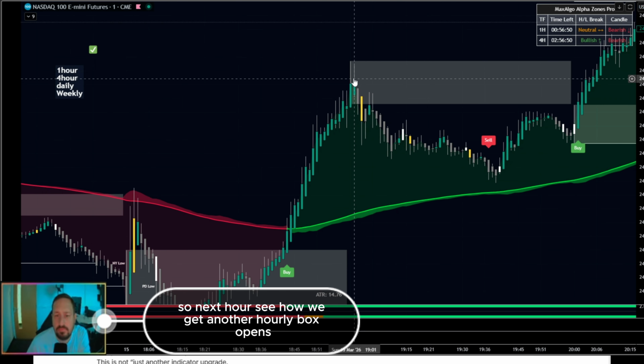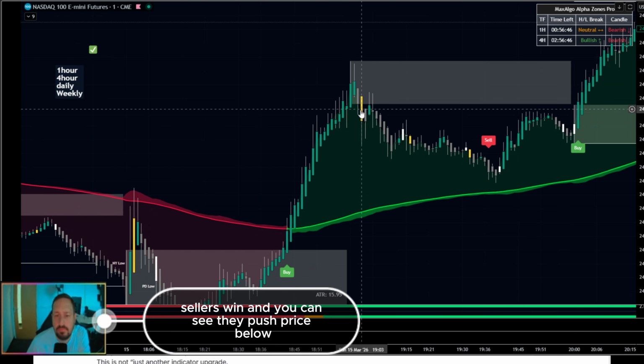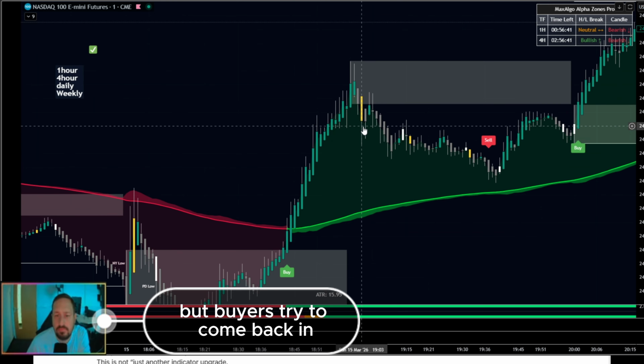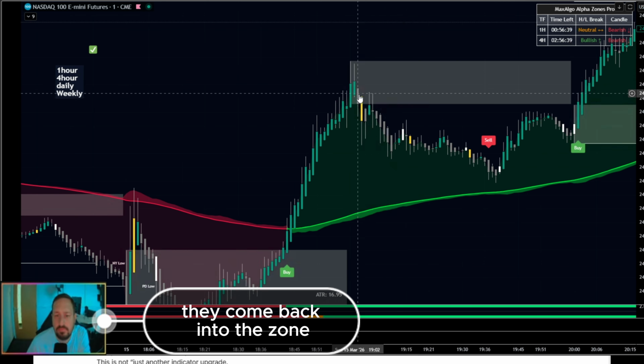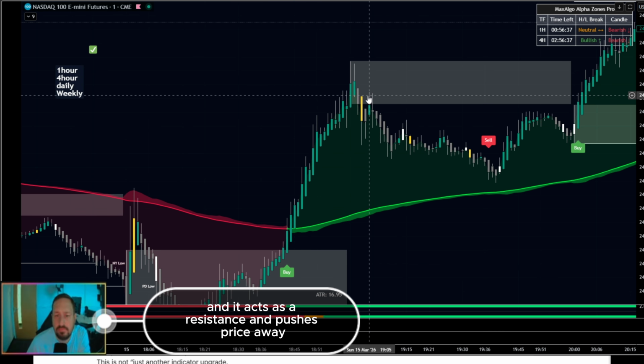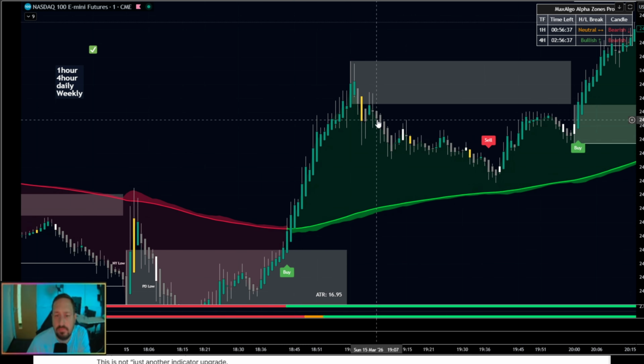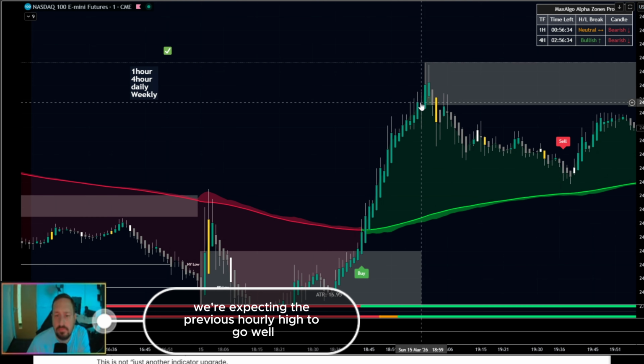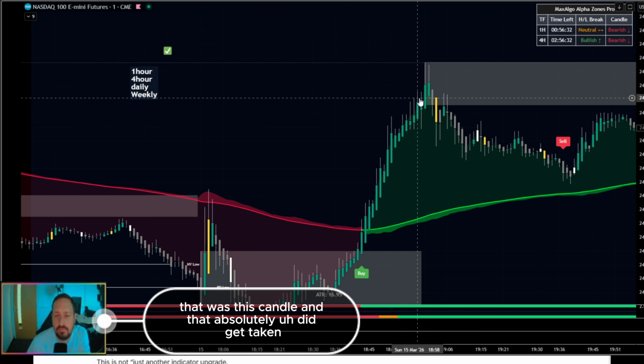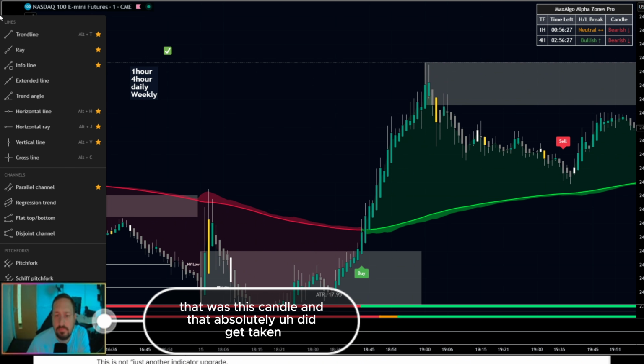So next hour, see how we get another hourly box opens, sellers win, and you can see they push price below, but buyers try to come back in. They come back into the zone and it acts as a resistance and pushes price away. So what are we expecting? We're expecting the previous hourly high to go. Well, that was this candle, and that absolutely did get taken.